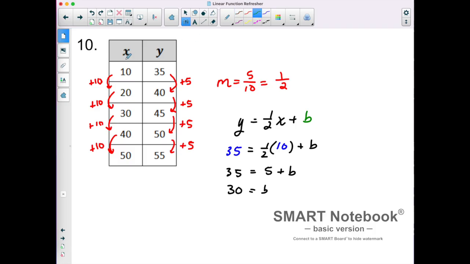However, if you can find the relationship in this, we could also go backwards 10 to 0 and go backwards 5 to 30. So we know that 0, 30 would also be a coordinate on there. However, either way, we found the slope and the y-intercept, so the equation is 1/2 x plus 30.